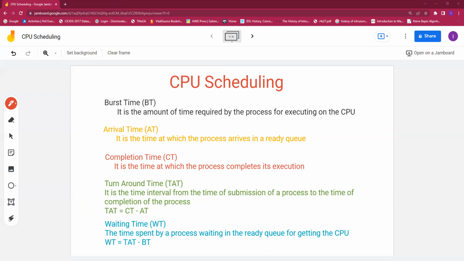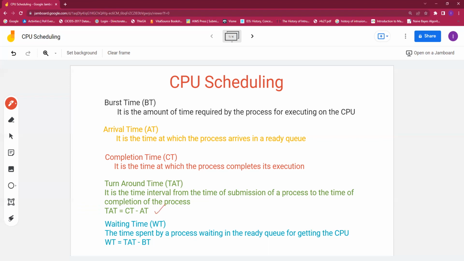The next one is called completion time. It is the time at which the process completes its execution. The next one is called turnaround time, or TAT. It is the time interval from the time of submission of a process to the time of completion of the process. Here, we can't find the turnaround time directly. We need to know the completion time and the arrival time. If you know them, you can find the turnaround time. So this is completion time minus the arrival time.